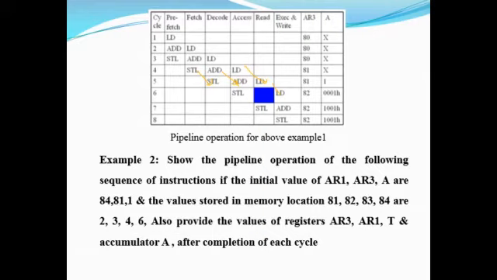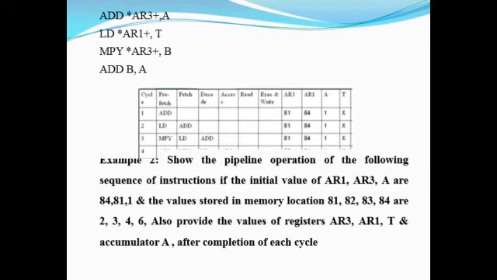Similarly, show the pipeline operation of the following sequence of instructions if the initial values of AR1, AR3, A are 84, 81, 1, and the values stored in memory locations 81, 82, 83, 84 are 2, 3, 4, 6. Also provide the values of registers AR3, AR1, T and accumulator A after the completion of each cycle. So this is the instruction given.